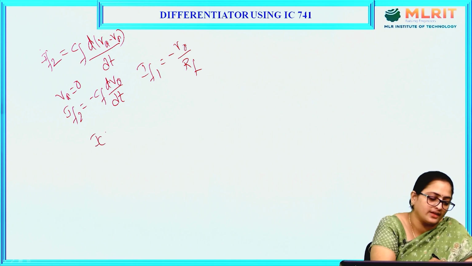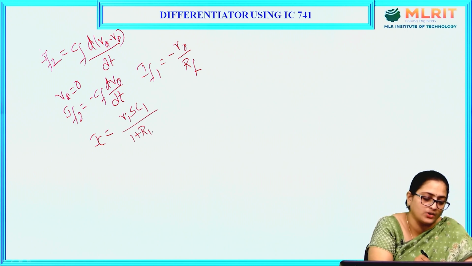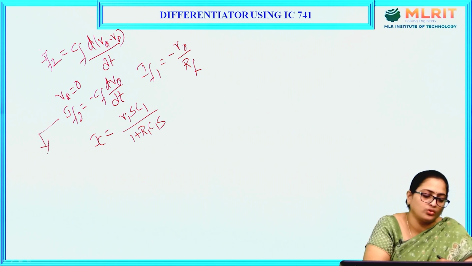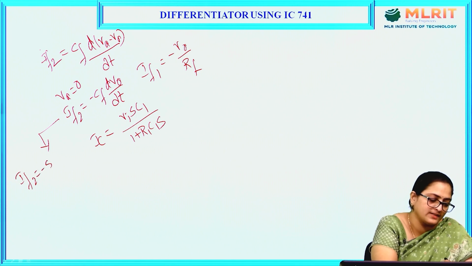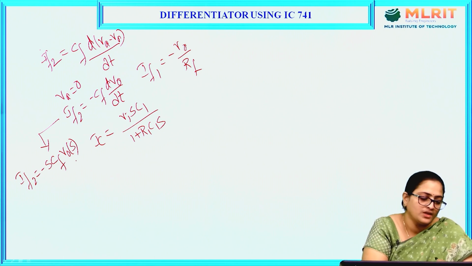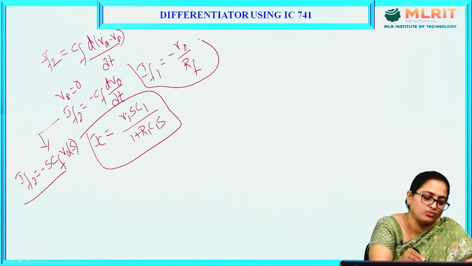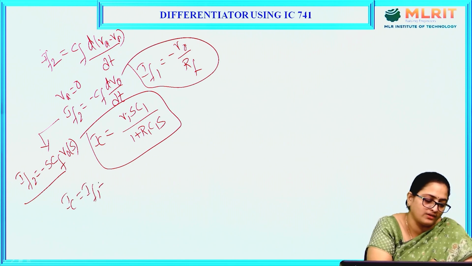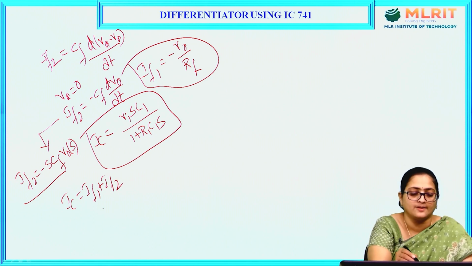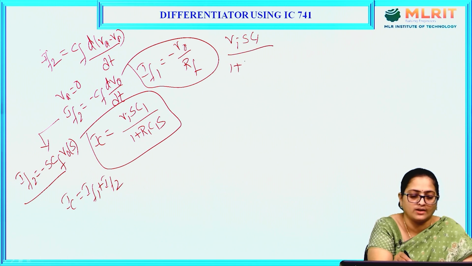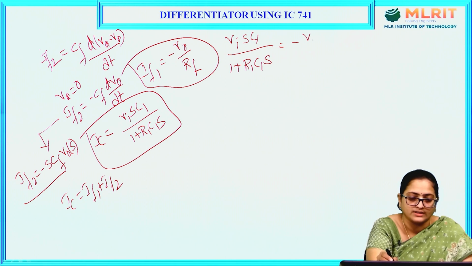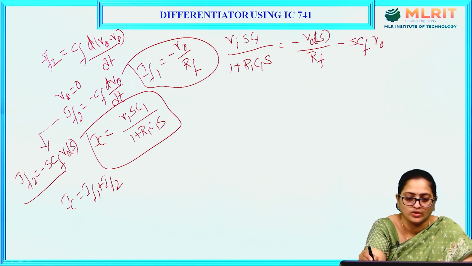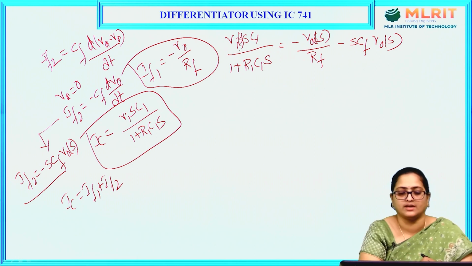And IC is given as VI into SC1 divided by 1 plus R1 C1 into S. Now, if you write IF2 in the frequency domain, you can write IF2 as minus S into CF into V0 of S. Now, if you substitute these three, IF1, IF2 and IC, in equation 1, that is IC equals IF1 plus IF2, you can rewrite this expression as VI into SC1 divided by 1 plus R1 C1 S equals minus V0 of S divided by RF minus S into CF into V0 of S. Let this also be Vi of S, as I am writing in terms of the frequency domain.